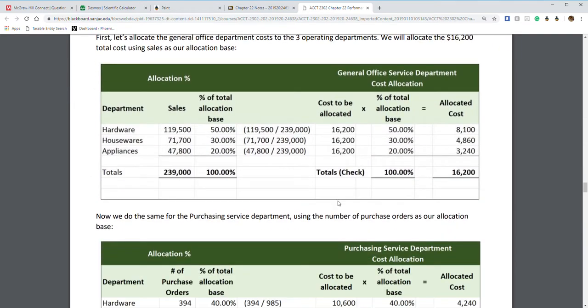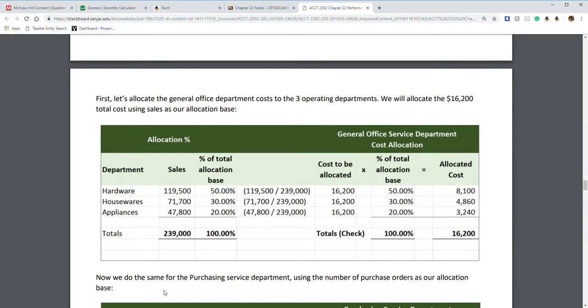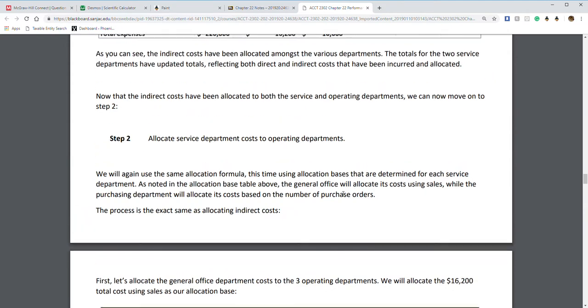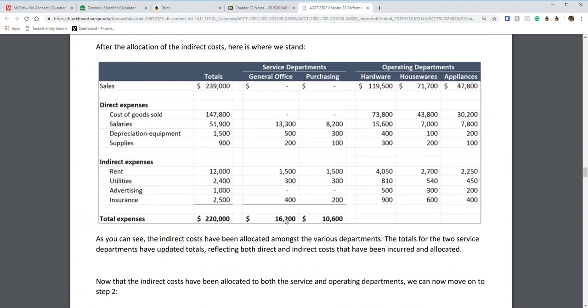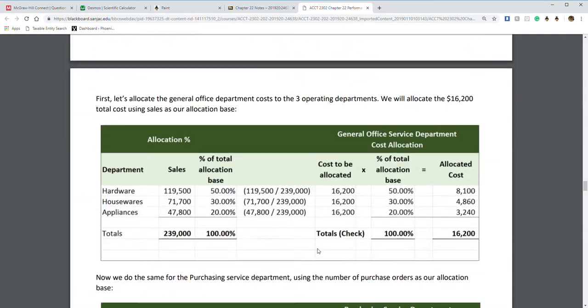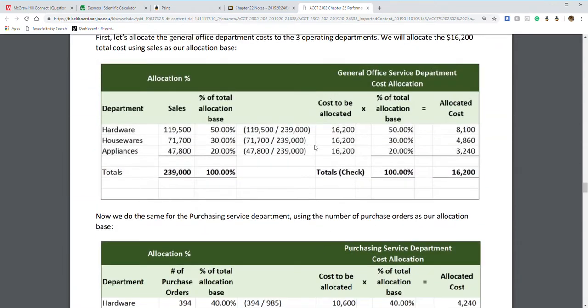So, right here, here's our sales. Out of 239, here they're allocated again. And times by our costs that we figured out in step 1. So these 2 numbers right here, for general office and purchasing, that's what's going to go in the cost to be allocated. Times by our percentage, equals our allocated cost. Okay.